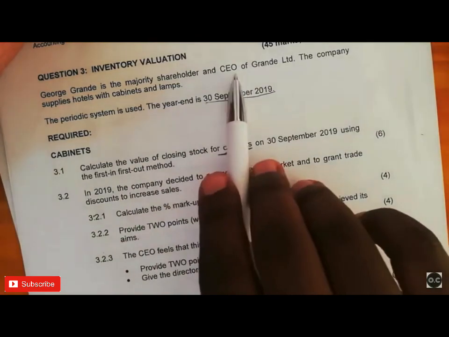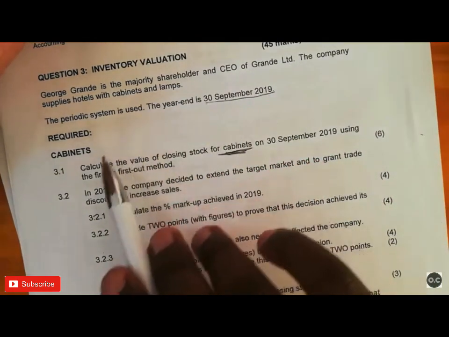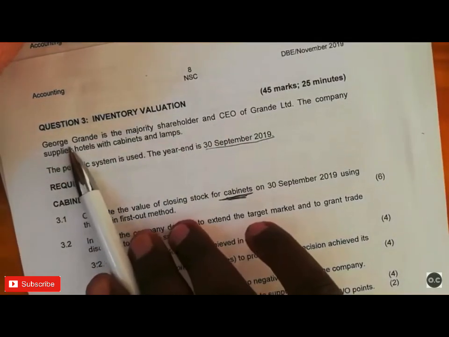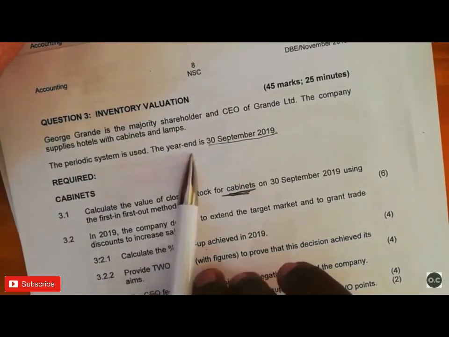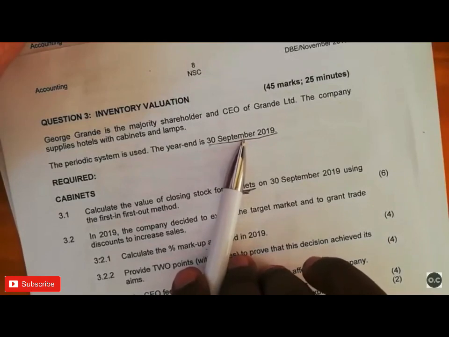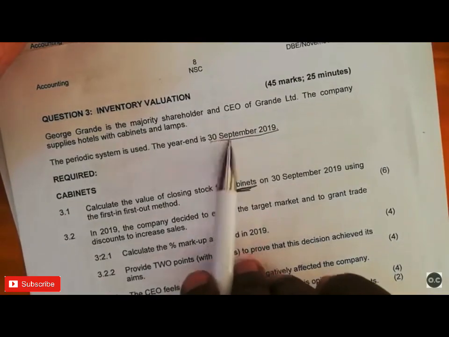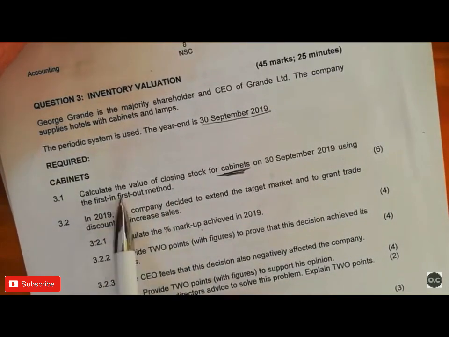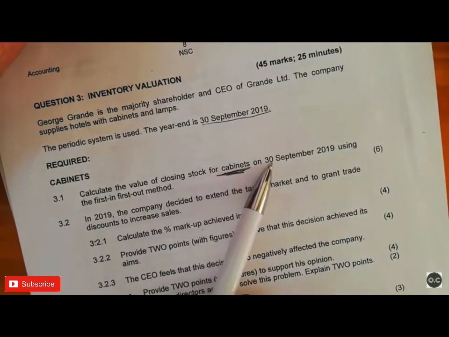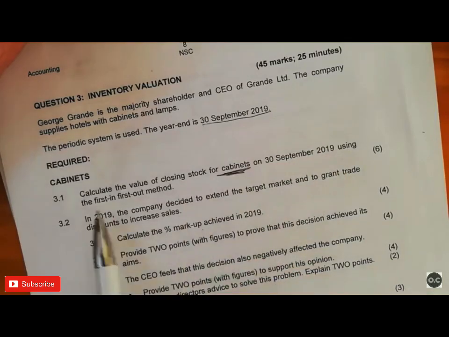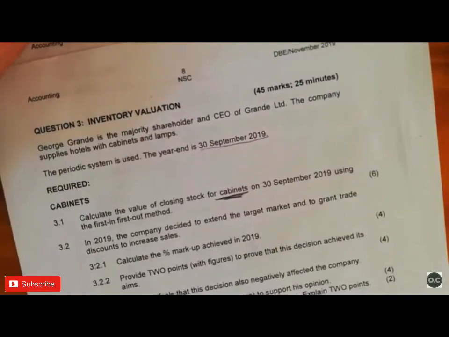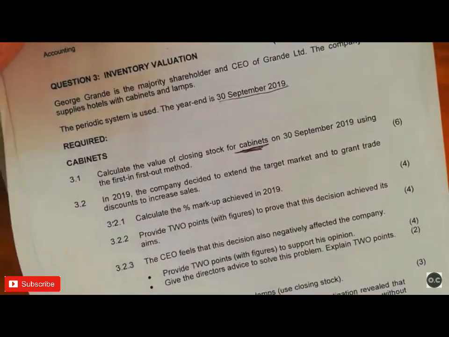So we've got this company called Grande Limited. The majority shareholder is George Grande. They have a year end of 30 September 2019. Okay, that's fine. So let's see what is required of us. 3.1: Calculate the value of stock for the cabinets on 30 September 2019 using the first in, first out method. Your first 6 marks are for calculating the value of the closing stock. So we're going to do just that.